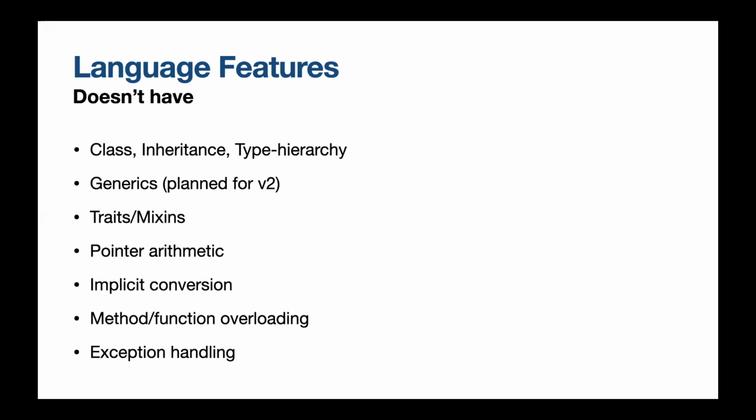And Go for a long time, or even till now, doesn't have generics. The designers didn't feel that there is a need for generics, and they highly encourage code to be duplicated. So this is where the code duplication comes. If you have a sorting algorithm that operates on an integer, but you want to use the same algorithm on a string, the way you do that in Go is duplicate the code.